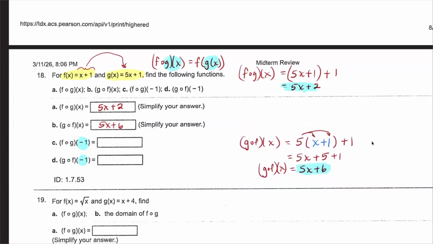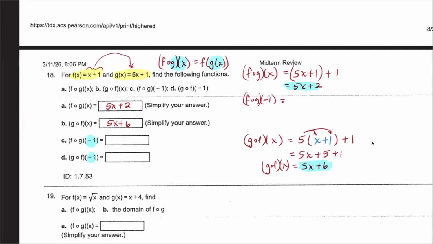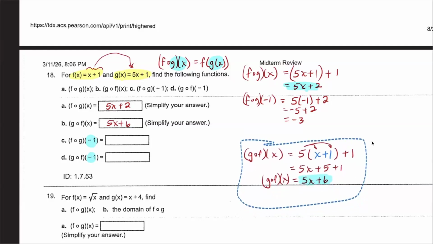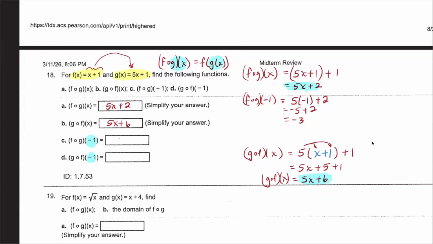Okay, so we're going to replace now X with -1. So F composed on G of -1 means I'm going to replace X with -1. 5 times -1, and then plus 2. So it's -5 plus 2, which simplifies to -3, if my math is correct. -3. So F composed on G, evaluated at -1, is -3.